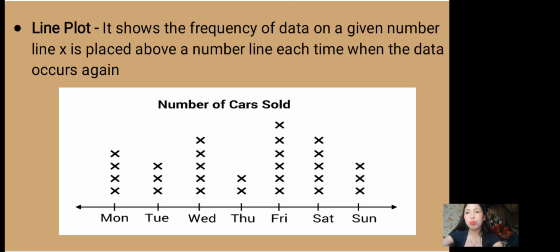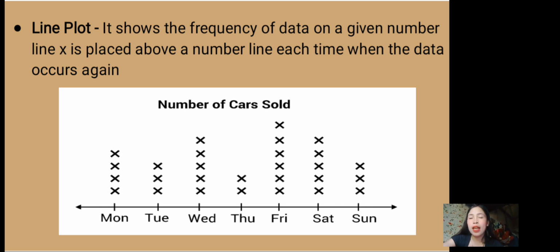So now let's proceed to the next, which is line plot. So line plot shows the frequency of data on a given number line. X is placed above a number line each time the data occurs again. So each X has a value of one. So again, line plot shows the frequency of data on a given number line.